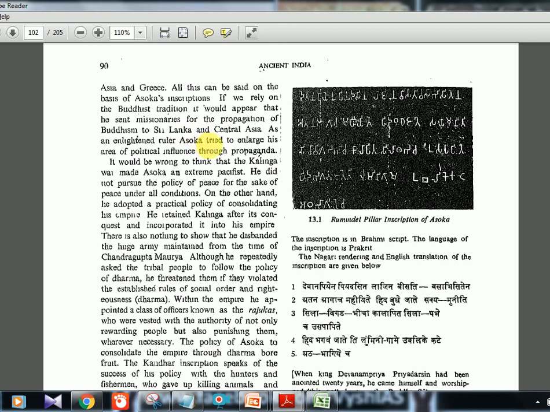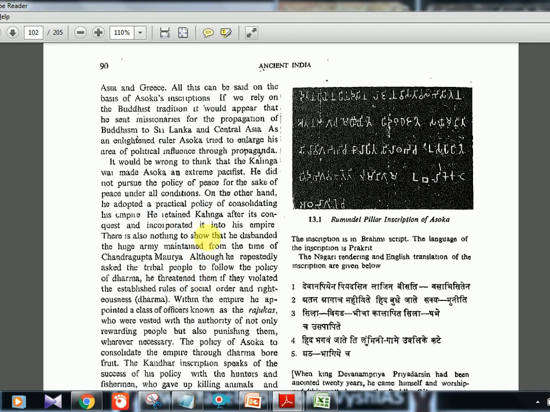As an enlightened ruler, Ashoka tried to enlarge his area of political influence through propaganda. It would be wrong to think that the Kalinga War made Ashoka an extreme pacifist. He did not pursue the policy of peace for the sake of peace under all conditions. On the other hand, he adopted a practical policy of consolidating his empire. He retained Kalinga after its conquest and incorporated it into the empire. So that is one important point. It's not like, seeing the people die, he just left that place and told the Kalinga king to take the land and do whatever he wanted. He always made political, diplomatic decisions only. He did whatever the situation demanded. So he did not leave the Kalinga place; he retained it under his empire, incorporated it and maintained it.